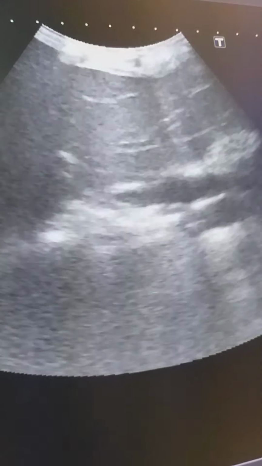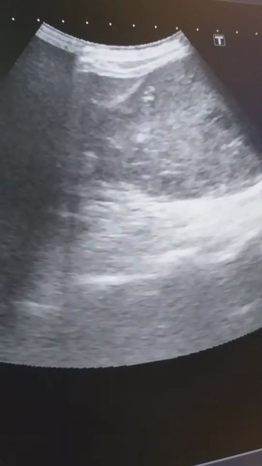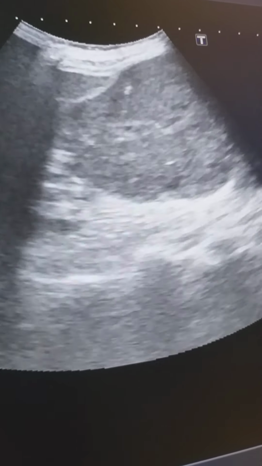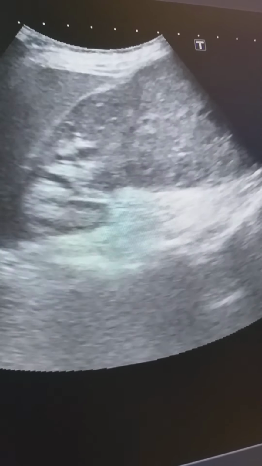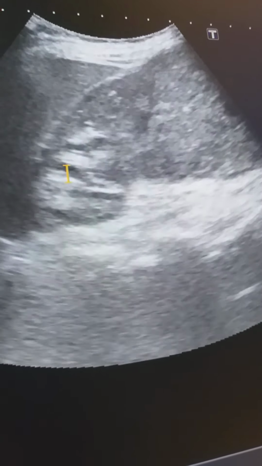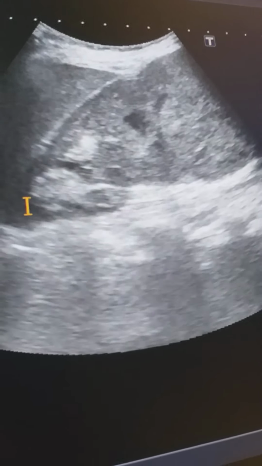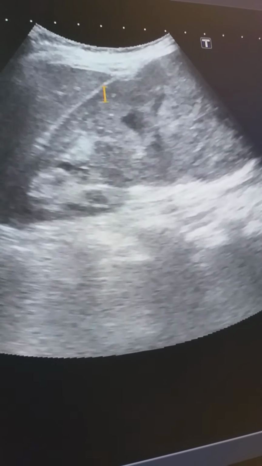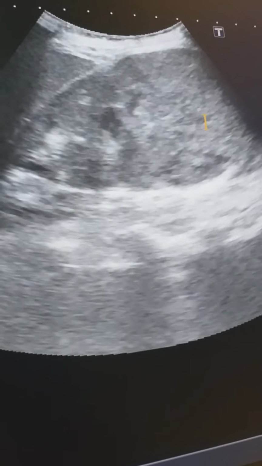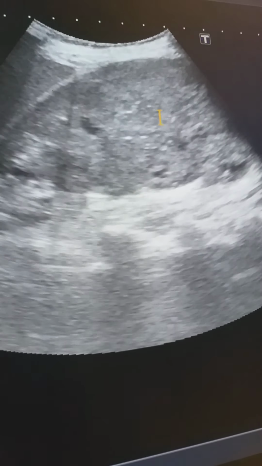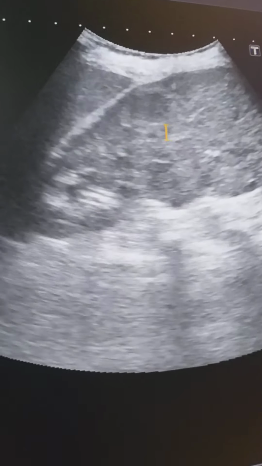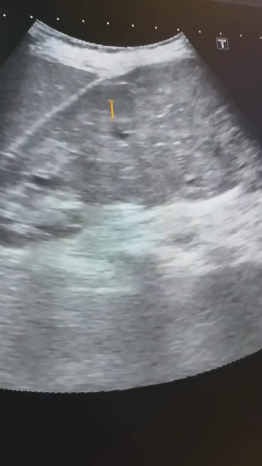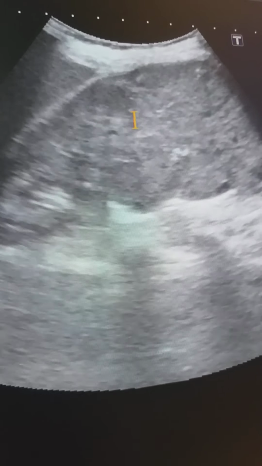Now I am going to focus on the left flank. Here we can see that this is the right kidney, this is the upper pole, mid pole, and here we can see that there is a mass which is infiltrating, invading the lower pole of the right kidney.